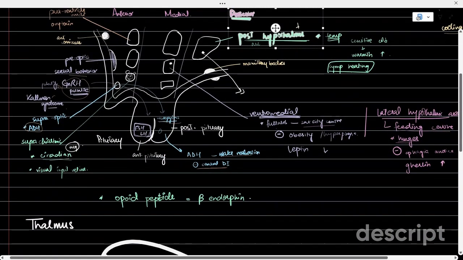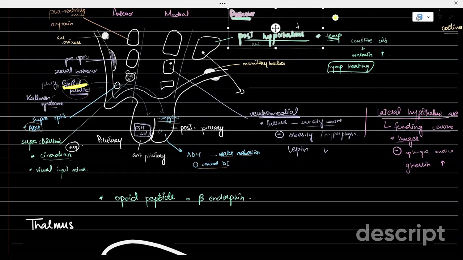Also, before starting the video, I would like to mention that I said that GnRH is released from the preoptic nucleus, which is correct. I would like to add that this is also released from the arcuate nucleus present over here in the hypothalamus. So the FCPS option often says arcuate nucleus only. It does not mention the preoptic nucleus. So do not get confused. If you see GnRH release and arcuate nucleus from hypothalamus, that will be the correct answer.